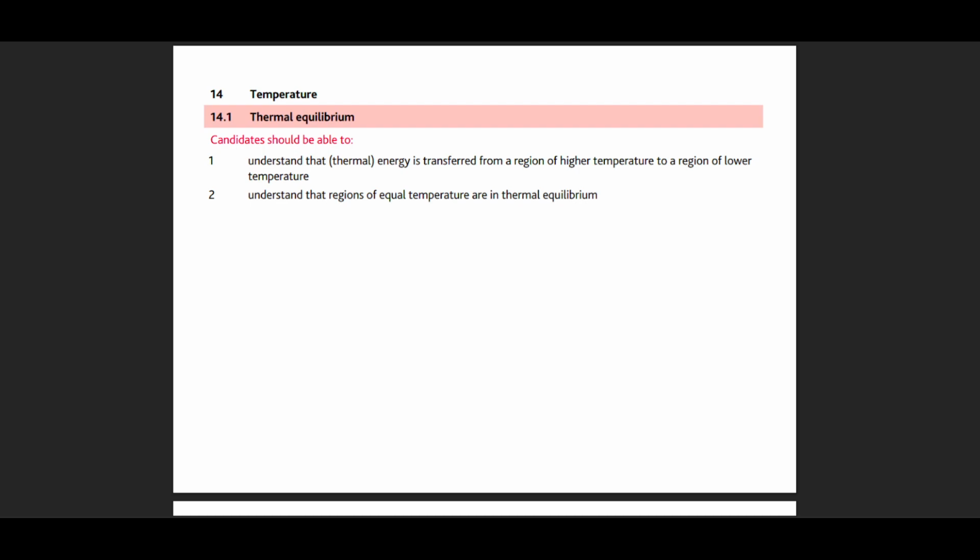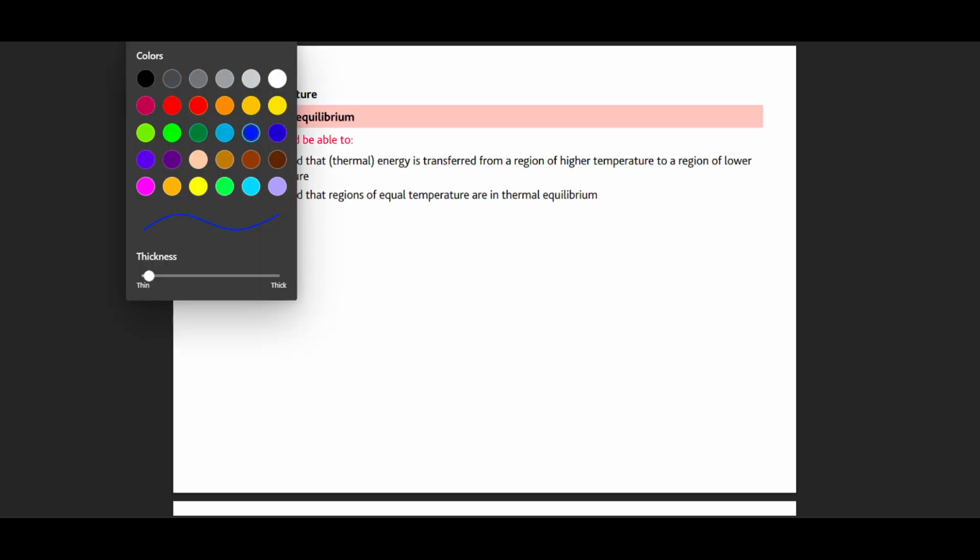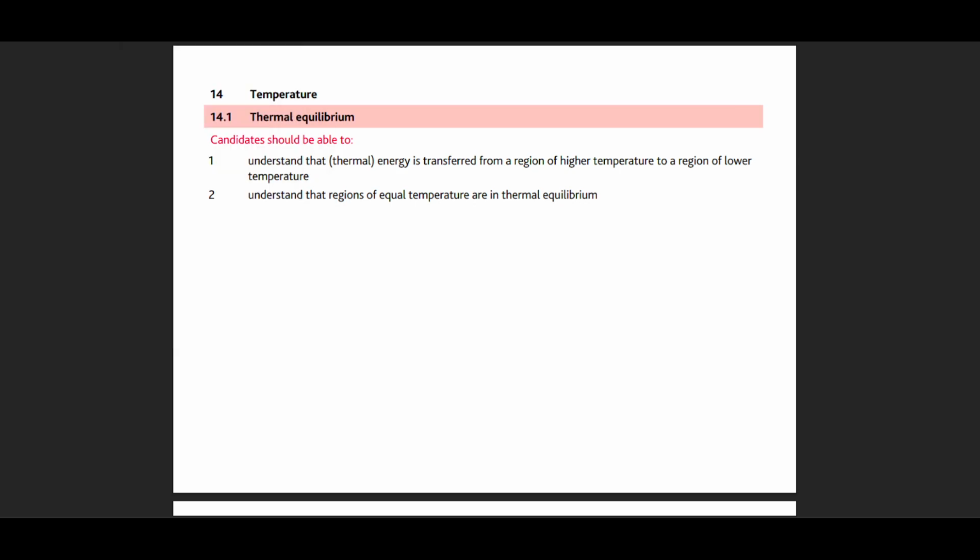Starting with temperature from A levels. First, we need to understand that energy is transferred from a high temperature region towards a low temperature region. Basically, this is talking about infrared radiation or energy that is detectable or convertible or transferable by conduction, convection as well. So what would be a real life example of thermal equilibrium?